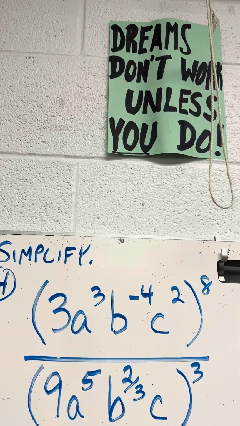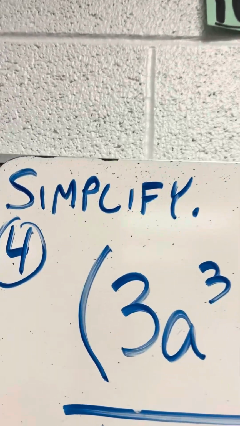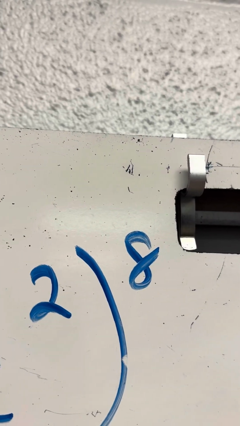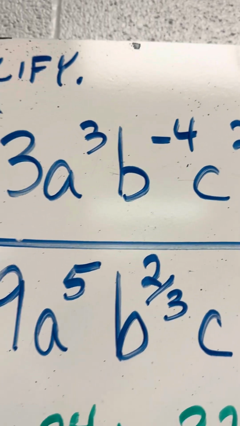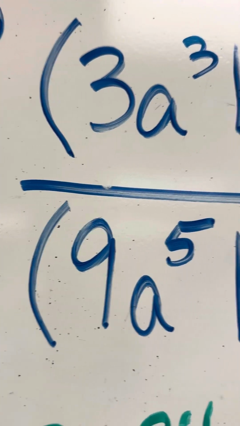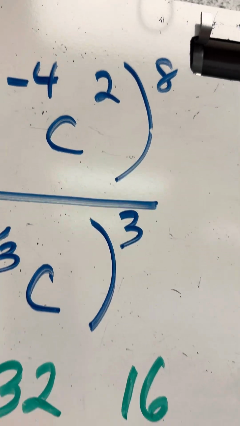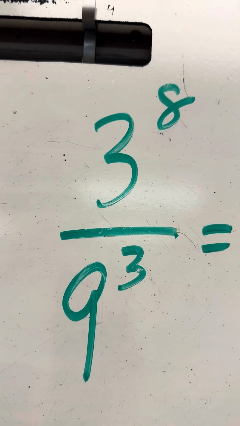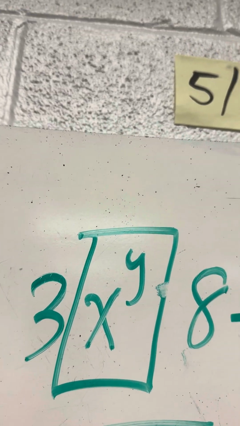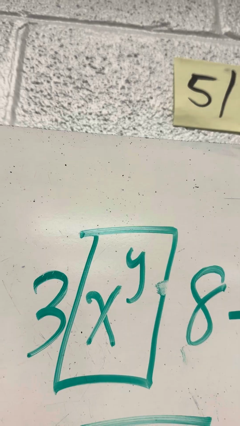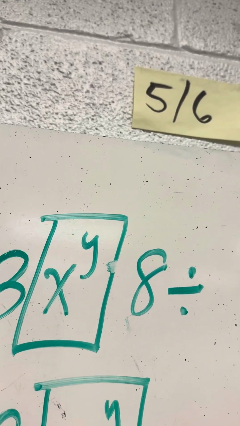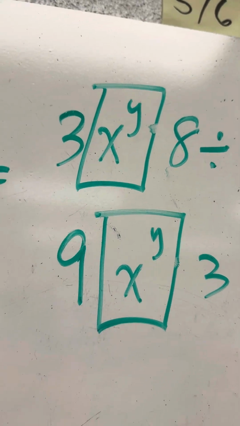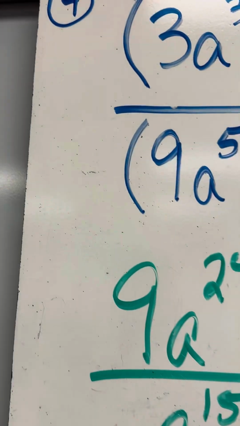Here's what I want you to do first. I want you to take 3 to the 8th power. And I want you to divide by 9 to the 3rd power. On a calculator, I want you to do 3 to the 8th divided by 9 to the 3rd. So you're going to do 3, hit the x to the y button, 8. All right, and then divide by 9, x to the y, 3. And that will give you 9.